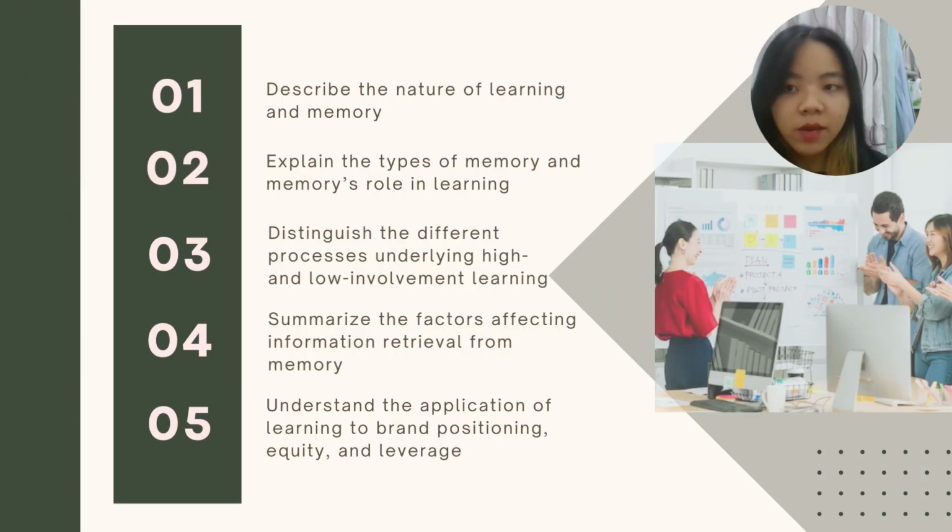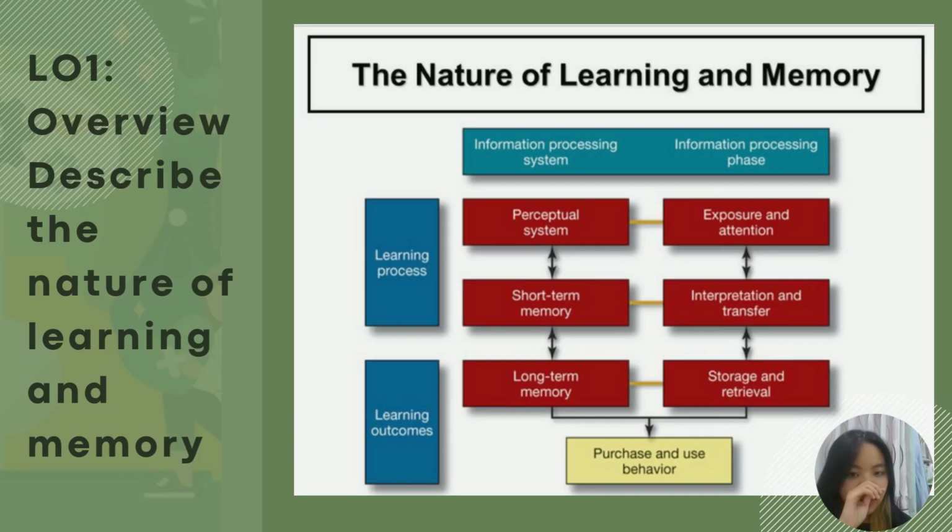And this is the outline. We have 5 learning objectives. The first is to describe the nature of learning and memory. The second is to learn the types of memory and memory's role in learning. The third is to distinguish the different processes underlying high and low involvement learning. Four is to summarize the factors affecting information retrieval from memory, and the final one is to understand the application of learning to brand positioning, equity, and leverage. And let's move to learning objective 1.